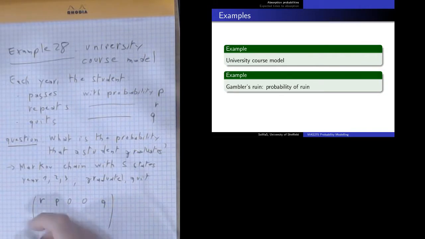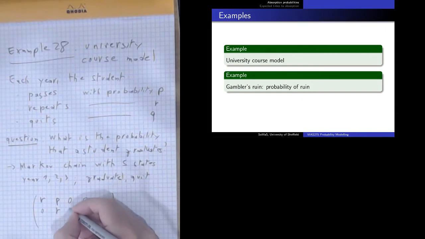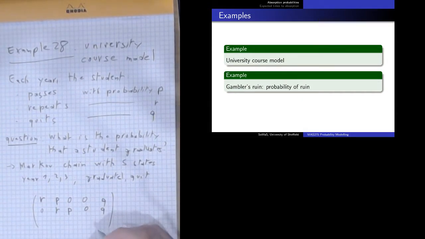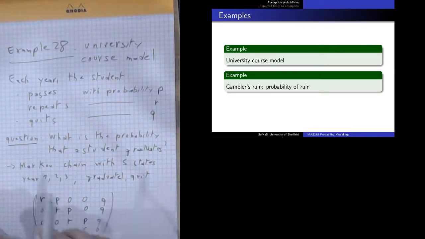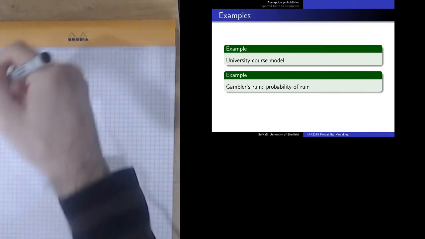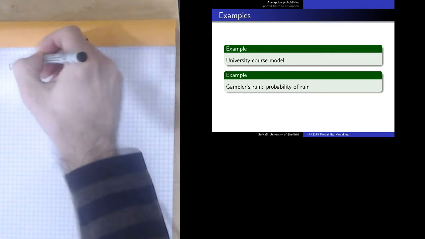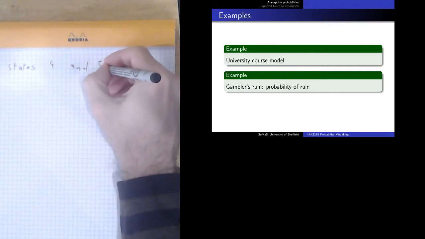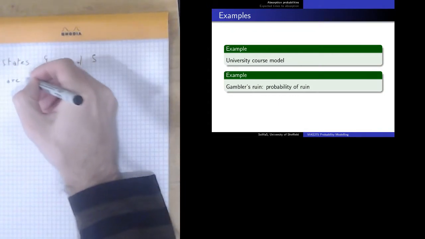If I'm on my second year, well, you can't go back. You can repeat with probability R, you can pass to third year, you can't graduate yet, you can still quit. If you're on your third year, you may repeat, you may pass, in which case you graduate, congratulations, or you may quit, so close, but no. Meanwhile, for these other states, if you graduated, then we're not going to move, and if you quit, you're not coming back. So these 2 final rows mean that the graduated and quit states, states 4 and 5, are absorbing.